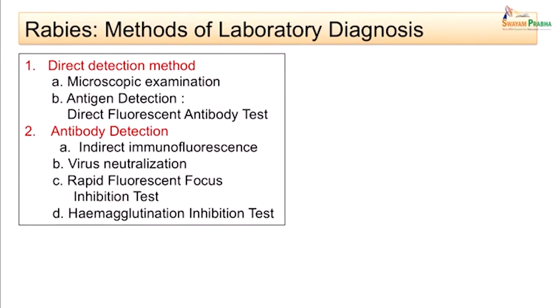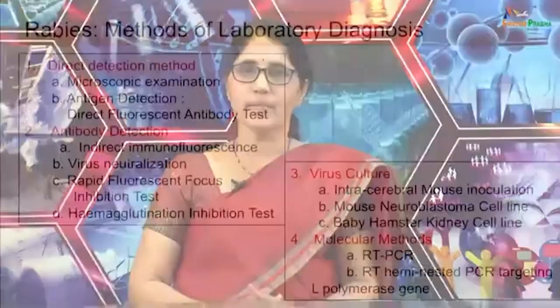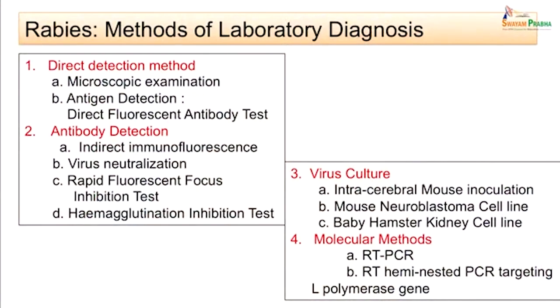So these are the commonly used methods for demonstration of antibodies in serum as well as in CSF. The other methods are the virus culture. Virus culture can be done using intracerebral mouse inoculation. The intracerebral inoculation is done in suckling mouse, or it can also be done by in vitro cell culture inoculation. The commonly used cell lines are mouse neuroblastoma cell line and baby hamster kidney cell line.